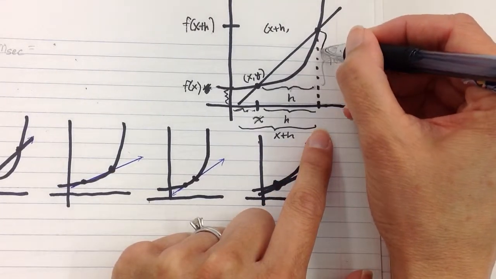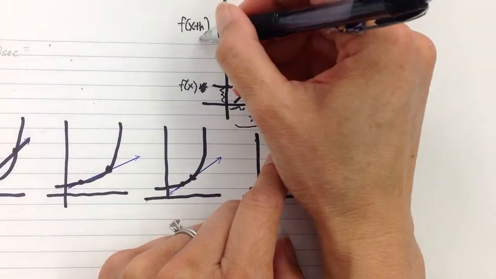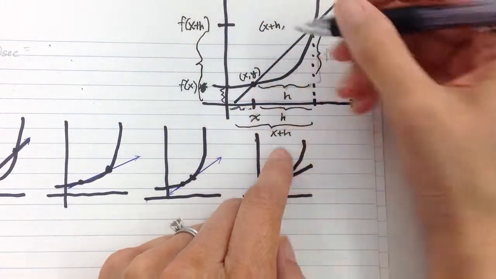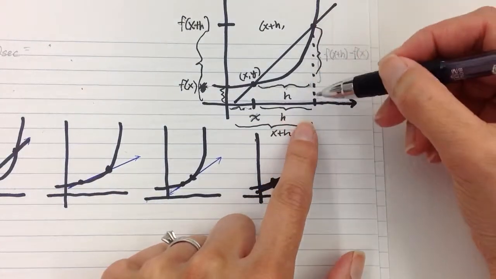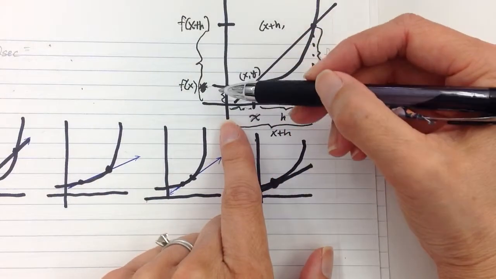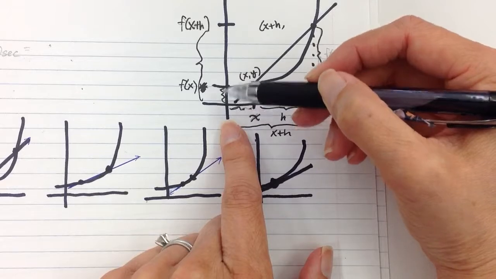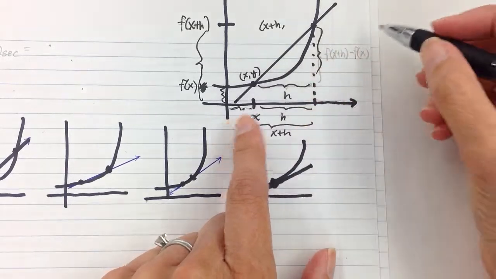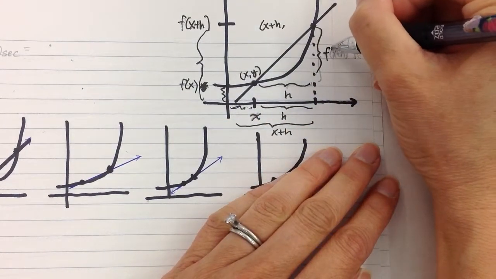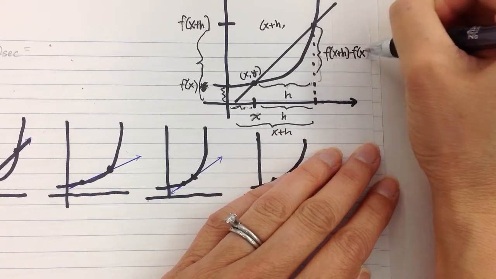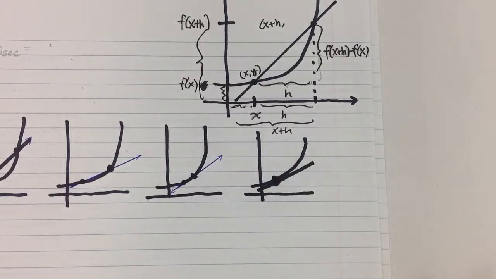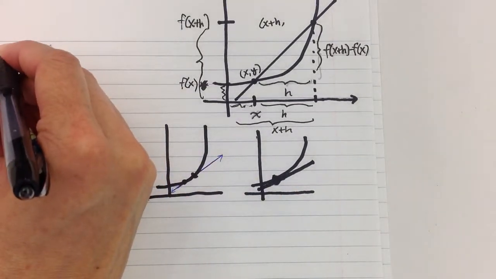Well, I don't want that whole distance. I don't want this whole distance from here to here, right? I just want from here to here to do my rise over run. So I need to subtract 2 things. I need to subtract my f of x plus h minus my f of x, right? So this distance is f of x plus h minus f of x. That's the top half of your difference quotient, right?